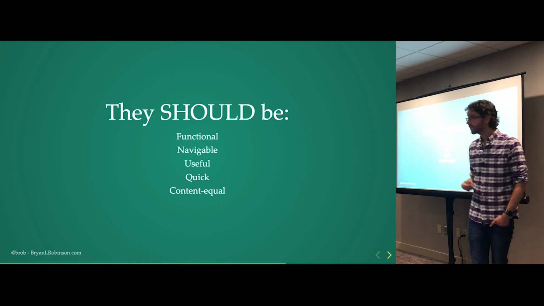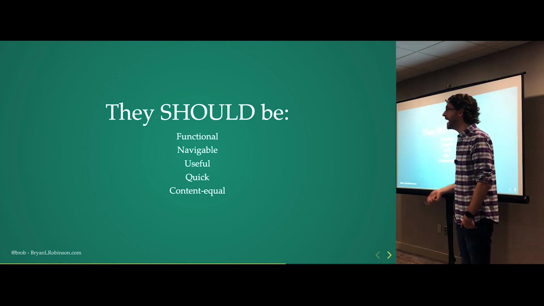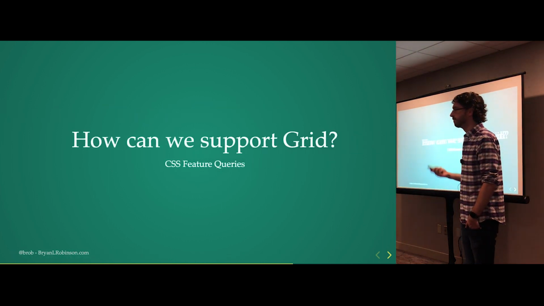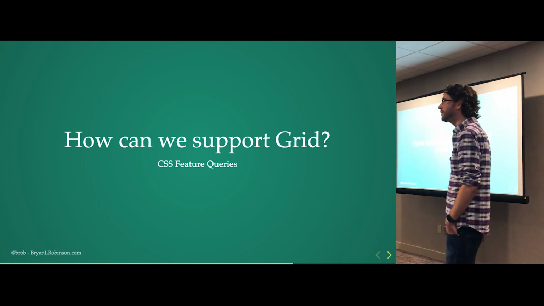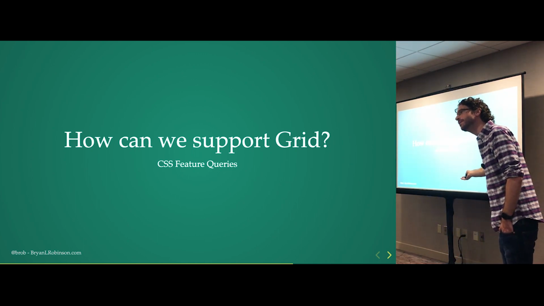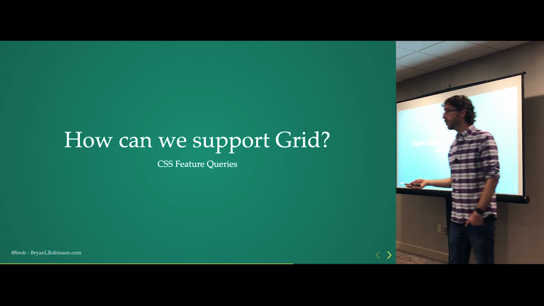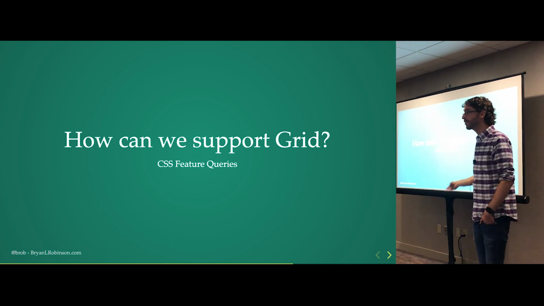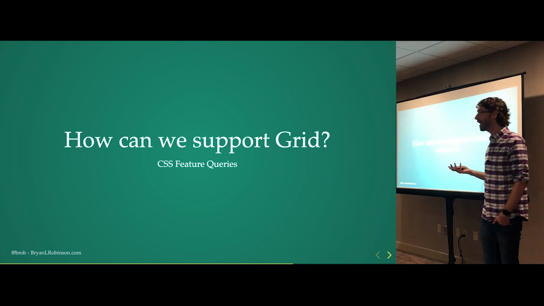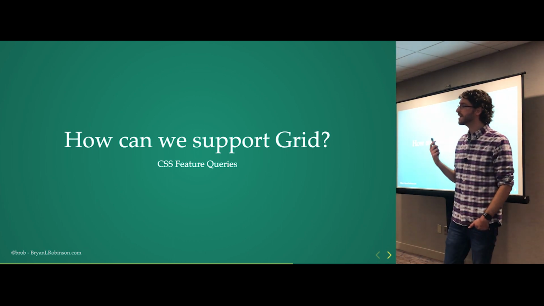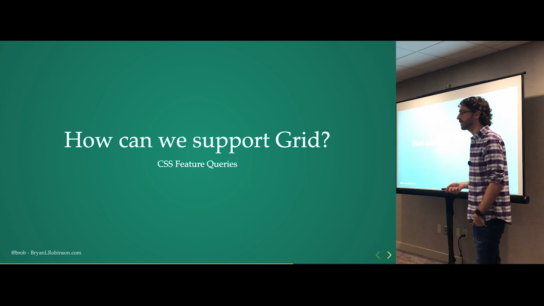So if we can't use a JavaScript polyfill, I guess we can't use Grid. How are we going to support it? With native CSS, of course, because CSS is amazing now, y'all. It's amazing. So we're going to use something called CSS Feature queries, which is, if you know the word queries in CSS, you're probably thinking, oh, media queries, right? Responsive design. We can do the same thing, but we can test against CSS features in the browser.